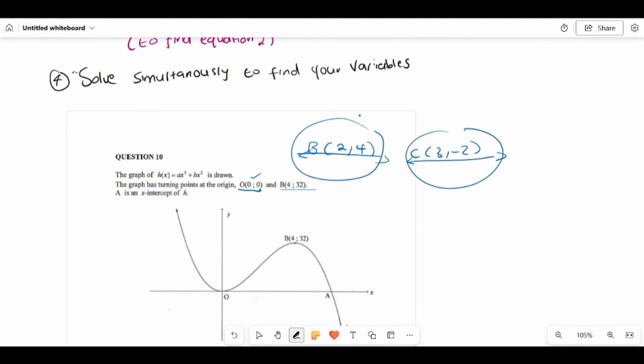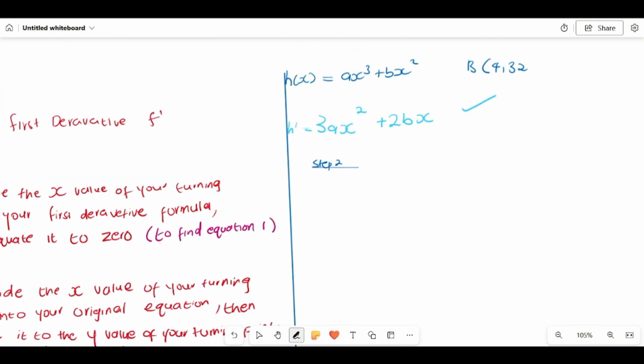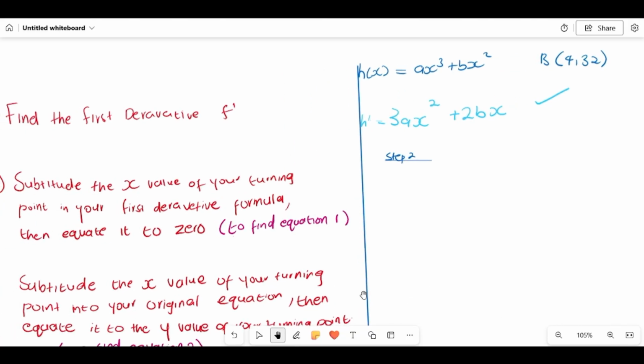Now, with regards to the example that we're given here, I can't choose the point of origin. I'm going to choose this turning point at point B. This is what I'm going to use on my question above. So I'm going to choose point B, which is 4 and 32. All right. Now remember, I'm still on step 2. And remember, what is it that I need to do on step 2? I need to substitute the x value of my turning point into my first derivative formula. So doing so, it's going to be 3a multiplied by the x value of my turning point, which is 4, plus 2b multiplied by 4. And here, as mentioned, we need to equate this to 0.